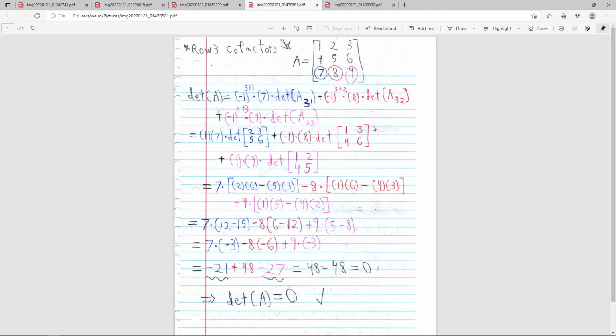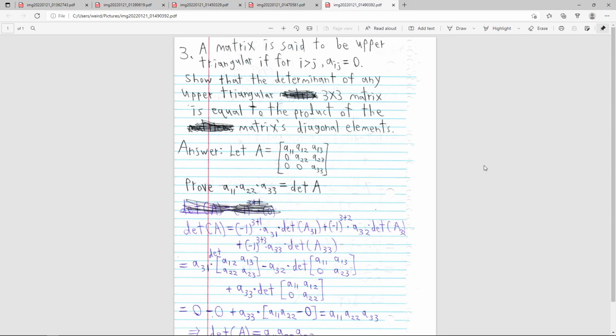We have A32, so that's the determinant of 1, 3, 4, 6, because you get rid of the third row and second column. Then you get rid of the third row, third column, so you get 1, 2, 4, 5. And you just do basic math and operations, and eventually get 48 minus 48 equals 0. So the determinant equals 0 yet again. Now that's all it was asking you to verify.